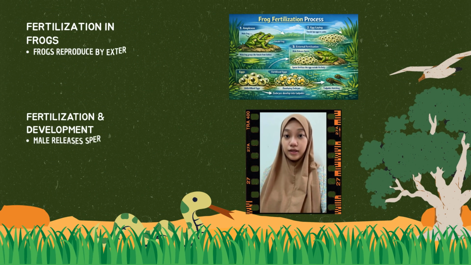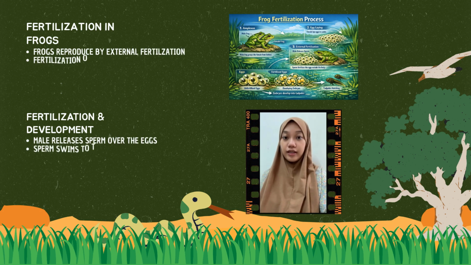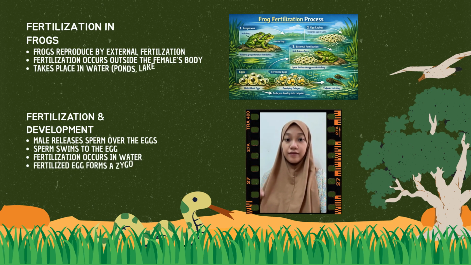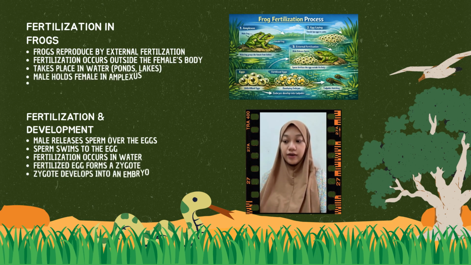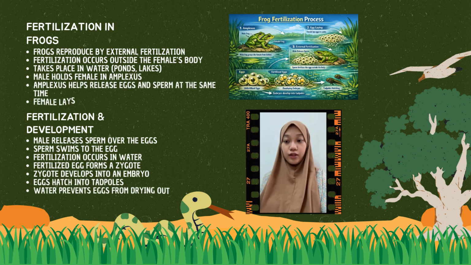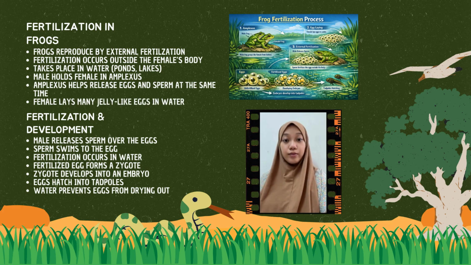So now I am going to explain about fertilization in frog reproduction. Frogs reproduce by external fertilization, which means fertilization happens outside the female's body, usually in water such as ponds or lakes. During the breeding season, the male frog holds the female frog from behind. This position is called amplexus. Amplexus helps make sure that the eggs and sperm are released at the same time.